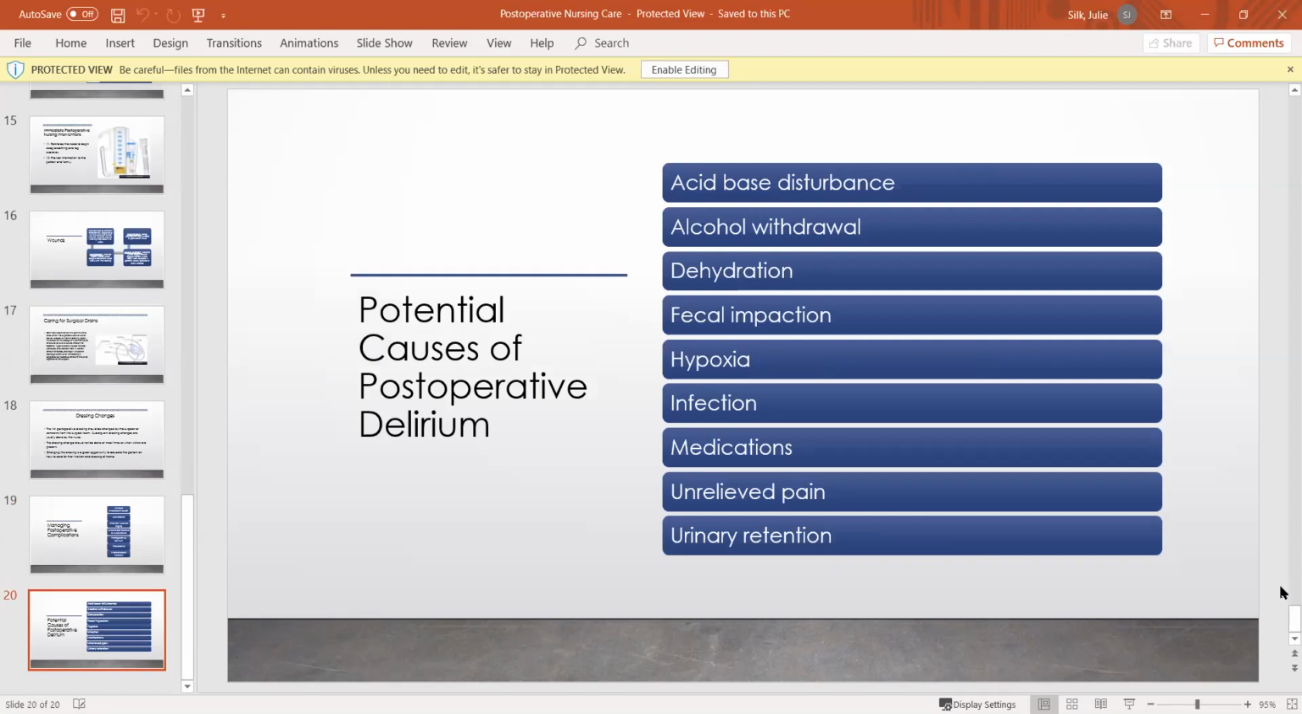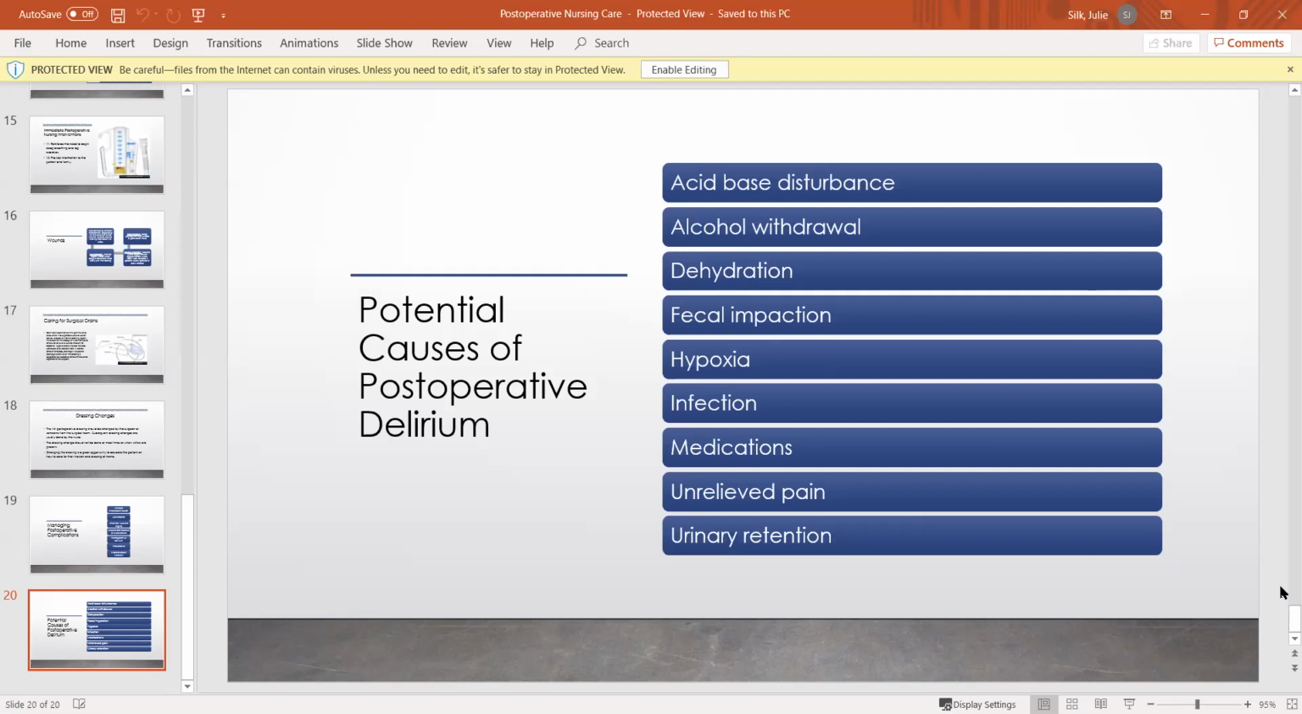All right, and then with post-op delirium, let's talk about that. So post-op delirium is something that happens where this person will get confused, and it's not something that is going to last. Once you figure out what the cause of it is, then you fix that cause and then the confusion goes away. So it's like a short-term confusion.